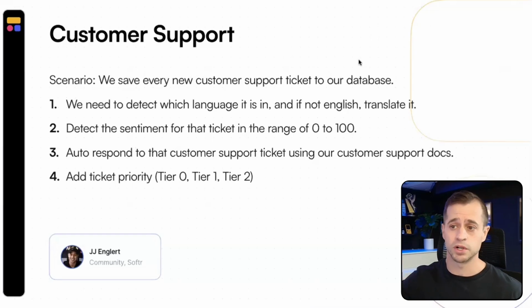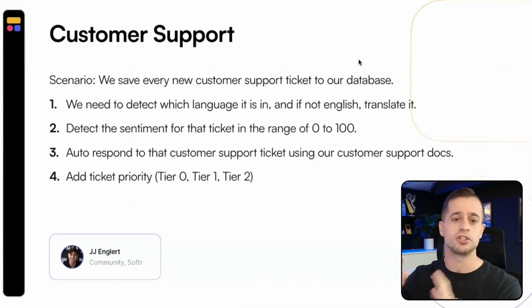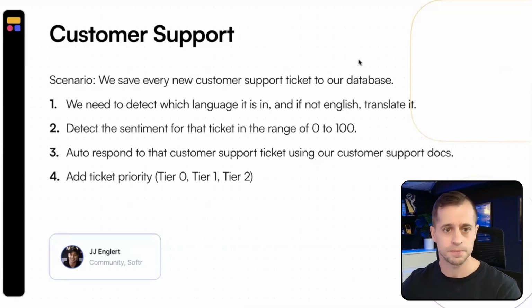The first thing that we want to show you today is customer support. So let's imagine that you have a customer support queue, and all those tickets are being saved somewhere, right, into a database? And what we want to do with these tickets is a couple of things. Once a ticket comes in, we want to detect what language it's in, right? And if the language is not in English, we would just want to translate it to English to standardize it. And then from there, we want to detect the sentiment of the customer support ticket. Are they happy? Are they mad?